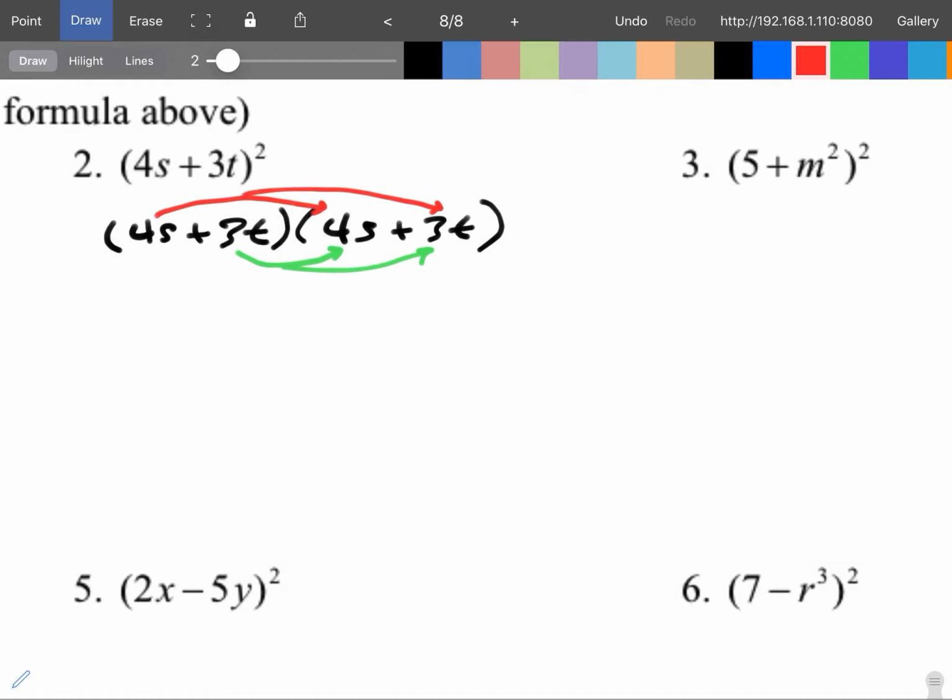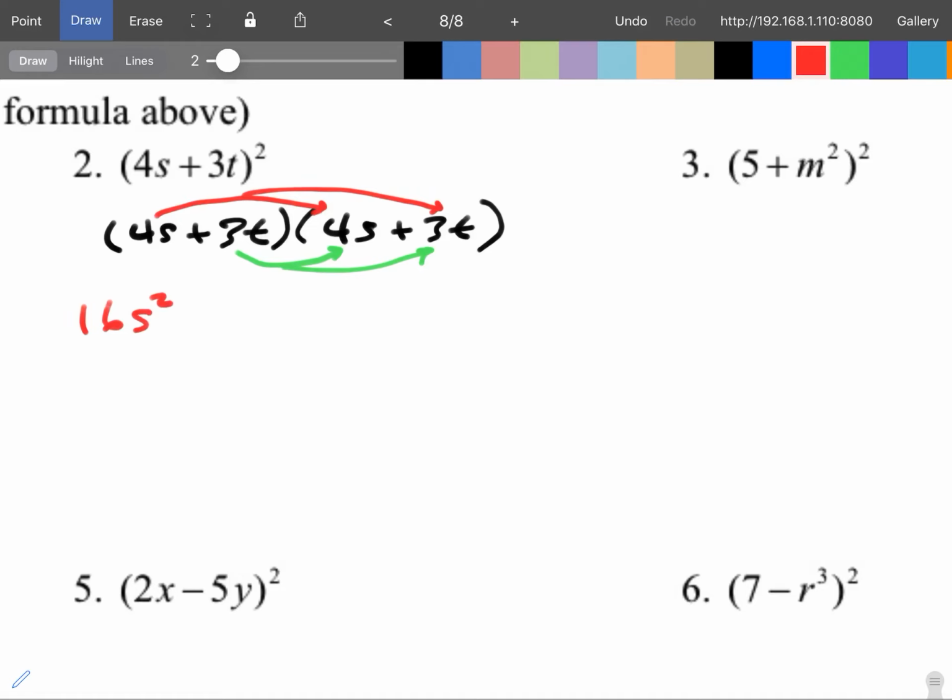So in red here, we've got a 4s times a 4s. What's that? 16s squared. Well, you've got an s times an s, so 4s squared, no, 16s squared. Yes. Good. So we got 16s squared.